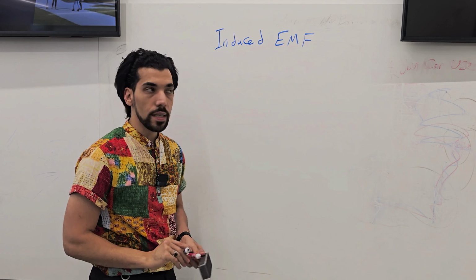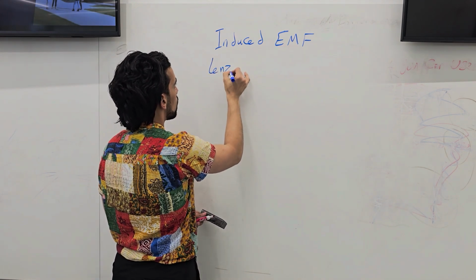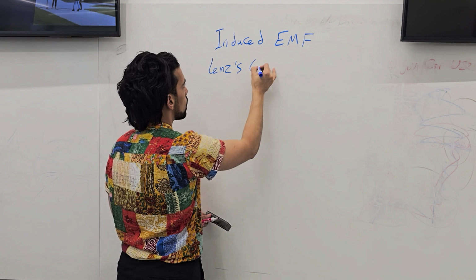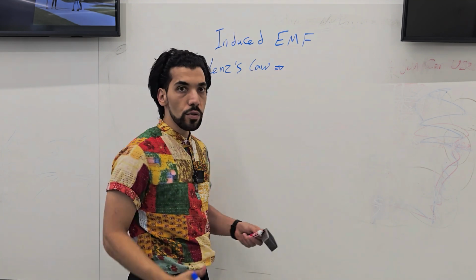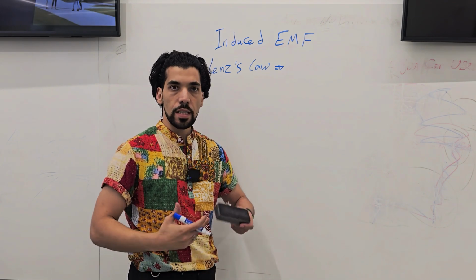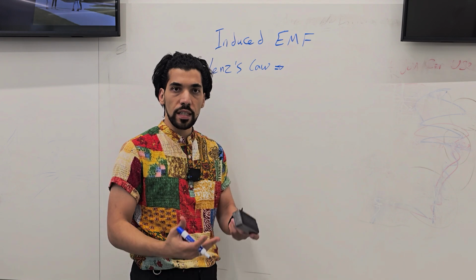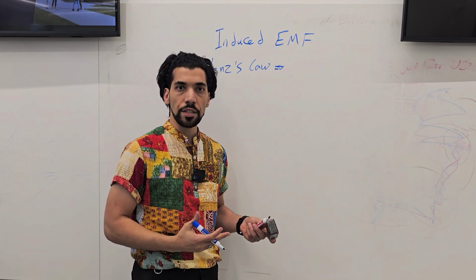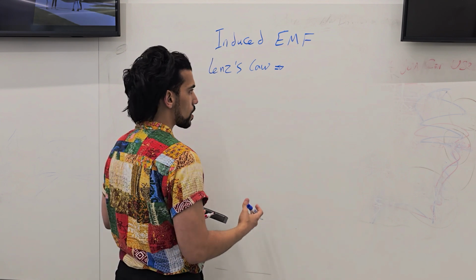Let's explain Lenz's law, which basically says the induced electromotive force should oppose the action that's happening from the magnetic field. If the flux of the magnetic field is decreasing, it opposes this action and tries to increase it, and vice versa. So let's see this one.